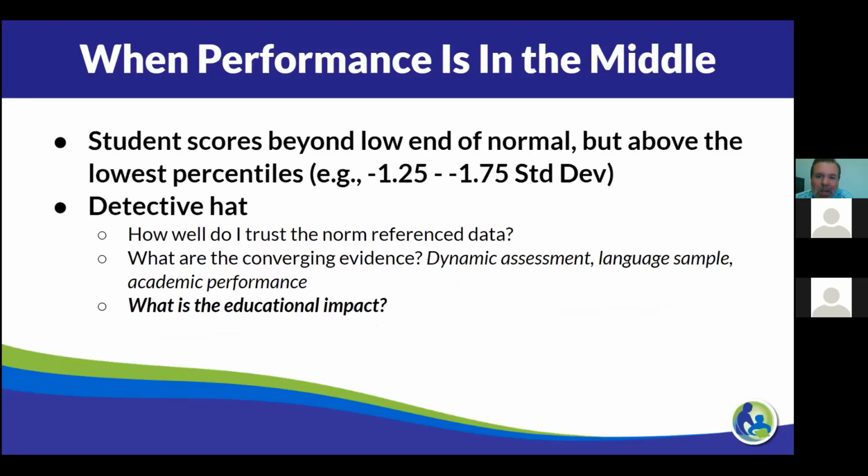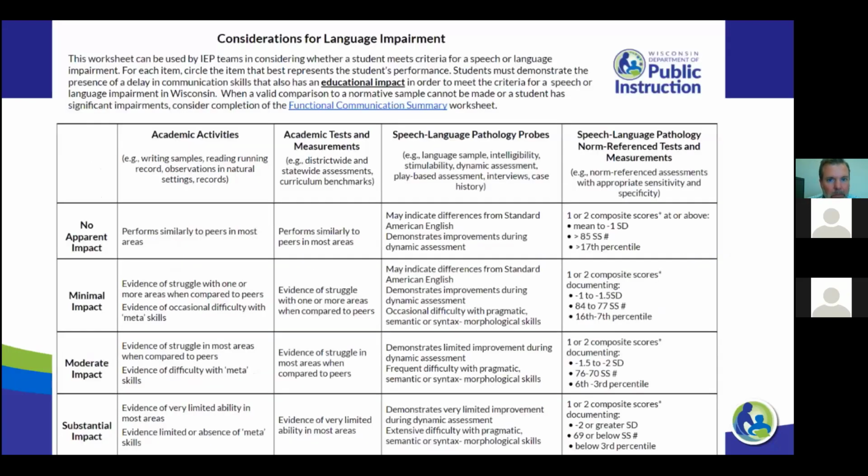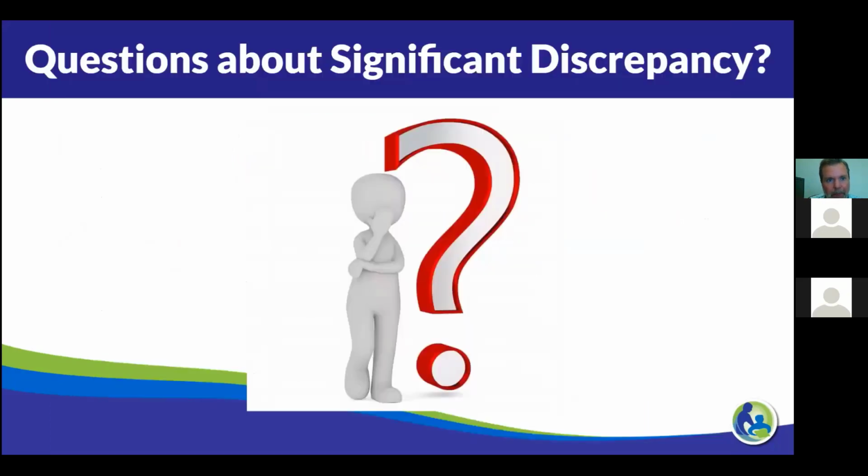They're scoring beyond the low end of normal, not in the lowest percentiles, around that 1.5 standard deviations, give or take. Right? This is where we really have to use our clinical problem solving. What is the converging evidence? What does my dynamic assessment look like, my language sample? And importantly, what is that educational impact? And again, I think this is such a wonderful tool for us to use to really show how these data look across each of these different aspects of the comprehensive assessment.